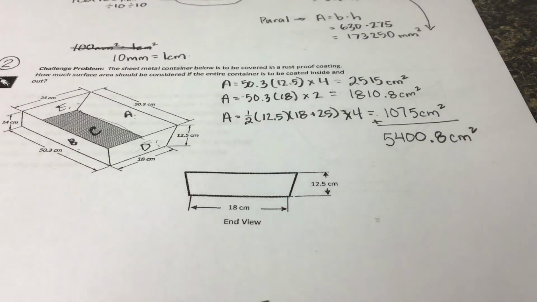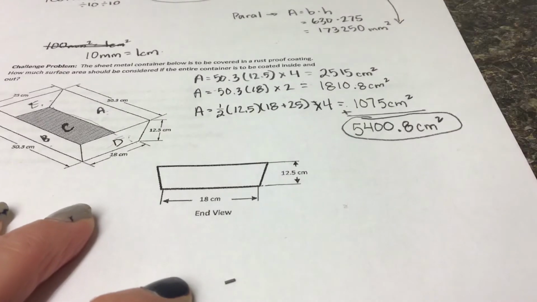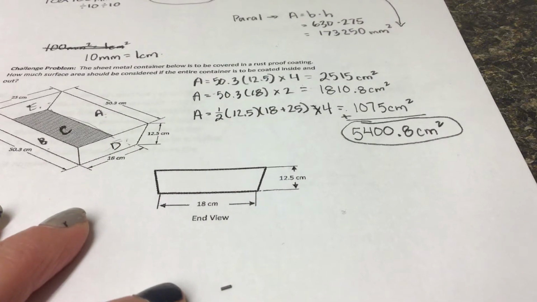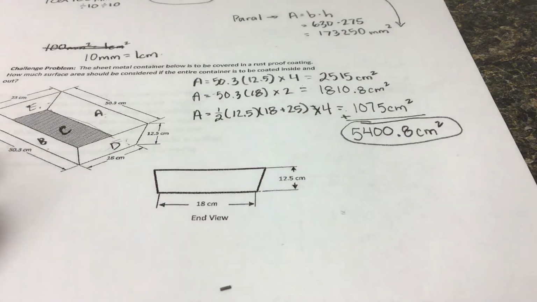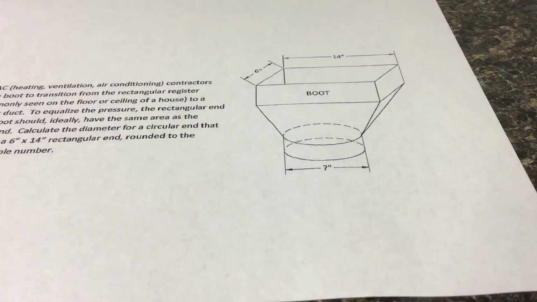It looks as if I have. So our area that we need to cover is 5,400.8 centimeters squared to rust proof that inside and out.